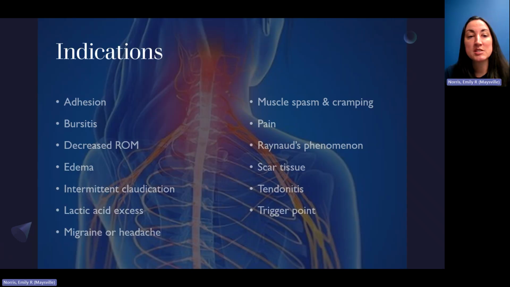Some of the indications if someone has adhesions, bursitis, decreased range of motion, edema, intermittent claudication, lactic acid excess, which will cause muscle soreness after working out, migraine or headaches, muscle spasms or cramping, pain, Raynaud's phenomenon, scar tissue, tendonitis, and trigger points. Those could all be indications that a massage would be a good option for treatment.